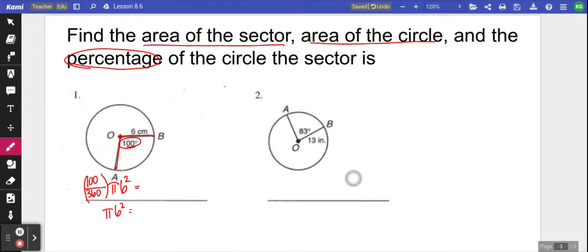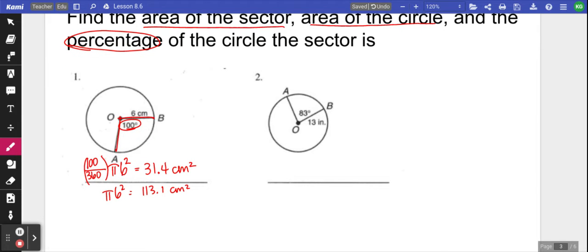So for the first part, 100 out of 360, pi 6 squared, is 31.4 centimeters squared. And then for the other part, I'm just doing pi times 6 squared, which is 113.1.